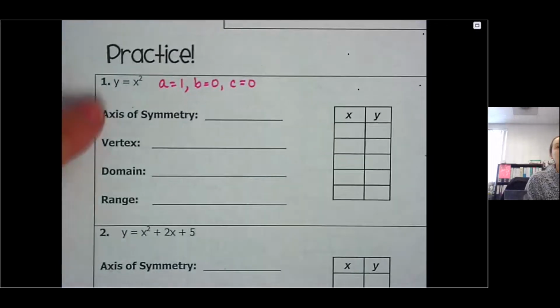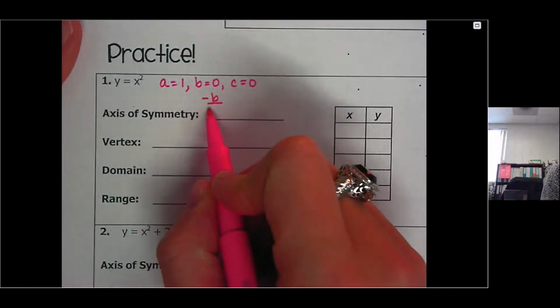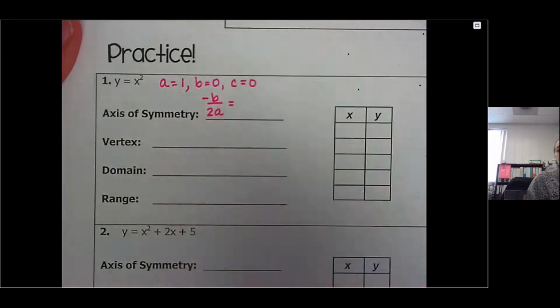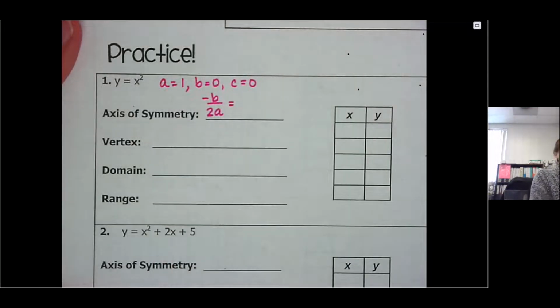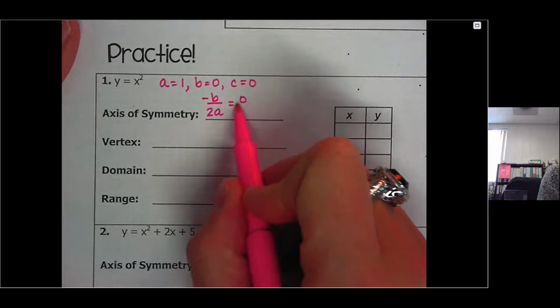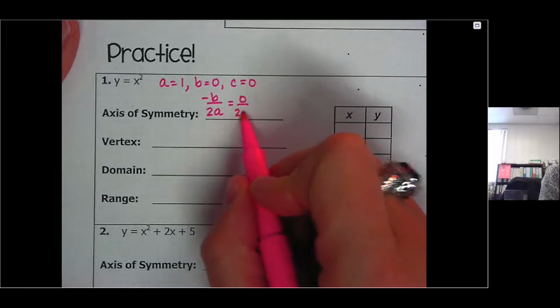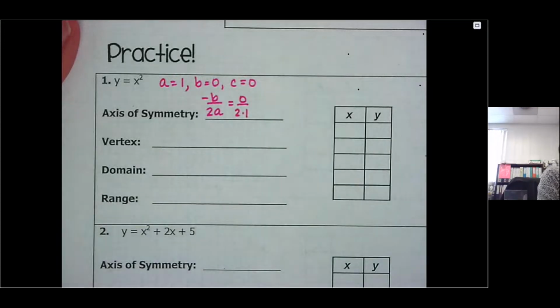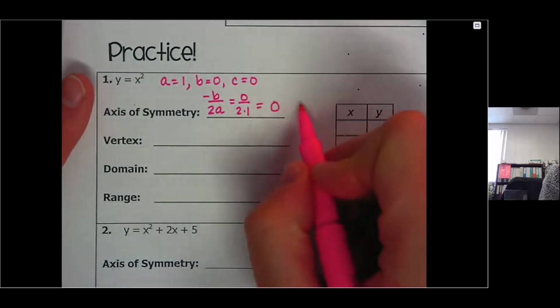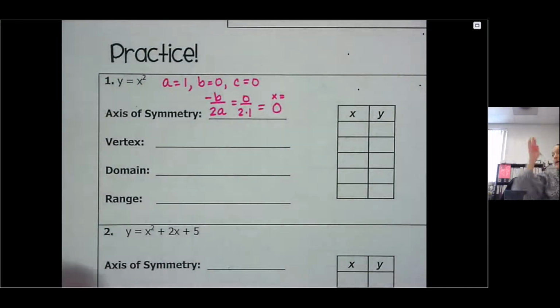Next thing is we're going to find our axis of symmetry. So remember, that is negative B over 2A. So what is my B value that I'm going to plug in? 0. 0 divided by 2 times A, and what's my A value? 1. So 0 divided by 2. Well, what's 0 divided by 2? It's just 0. So my axis of symmetry is at, and I should really have put an X equals, at X equals 0. So that is a vertical line at 0.